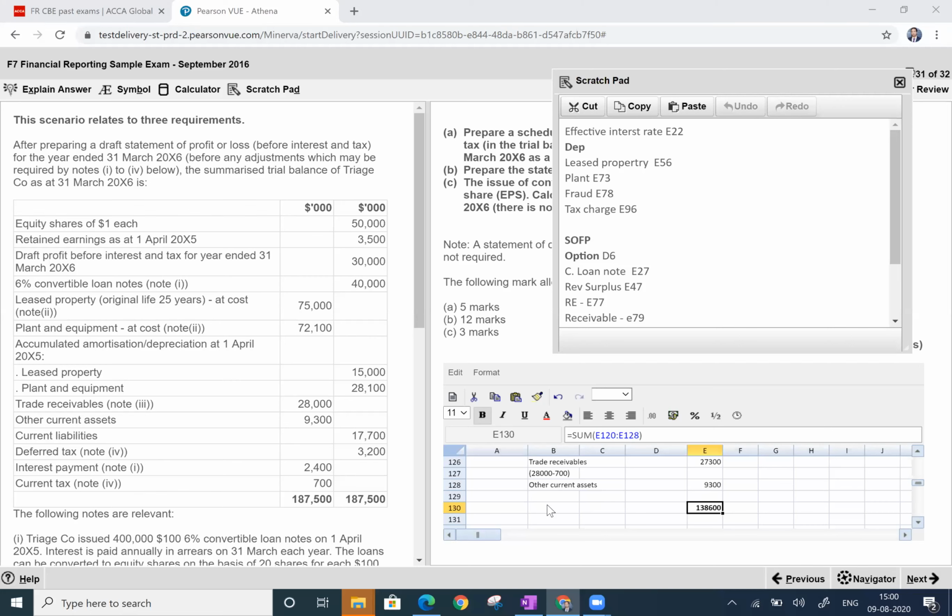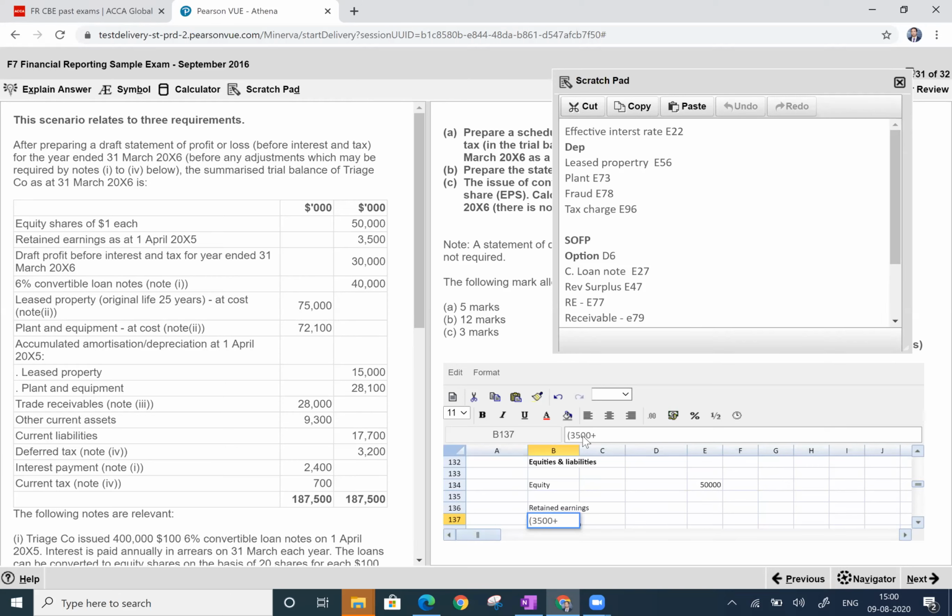So total assets is 1,38,600. Now we start with equities and liabilities. So equities and liabilities, start with equity first. Equity, how much is your equity shares? 50,000. Then retained earnings. Now see, retained earnings is as on 1st April 20x5.